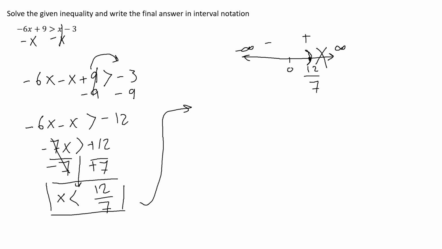So we'd start with negative infinity going all the way up to 12 divided by 7. And the reason we have the negative infinity first is that when we write our interval notation, we always go from the least to the greatest.